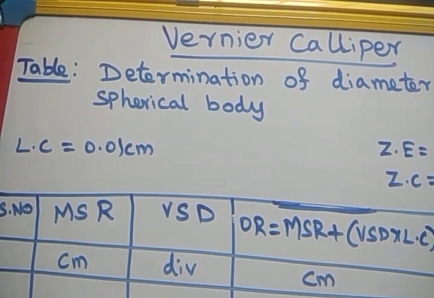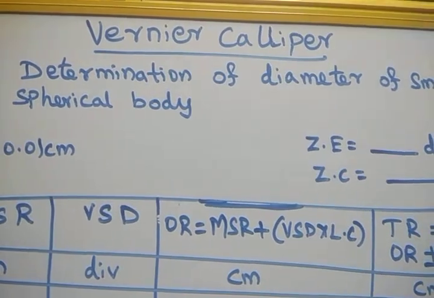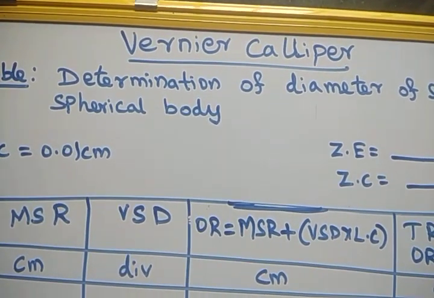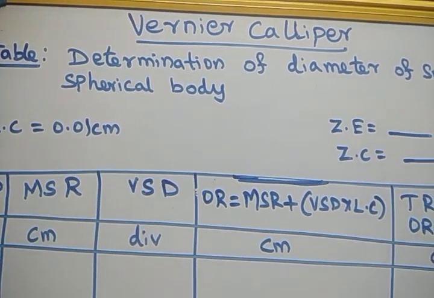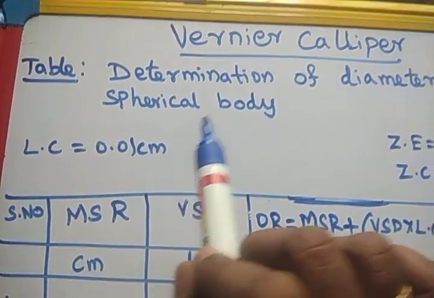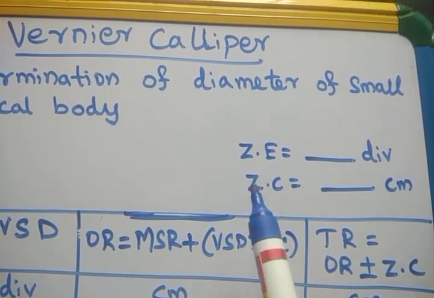Students, now we are going to do the experiment by using vernier caliper: determination of the diameter of a small spherical body. So this is a tabulation. The least count must be written on the left side, 0.01 centimeter for the vernier caliper. Then the zero error and zero correction.